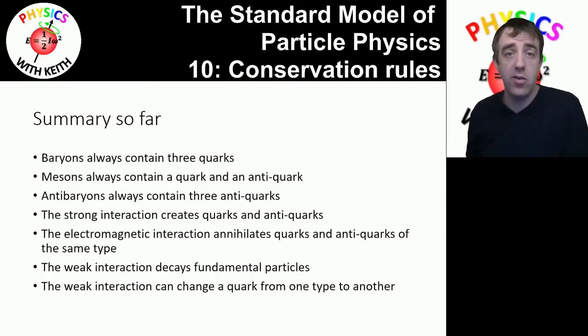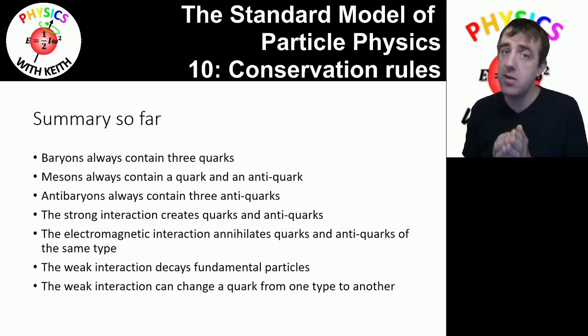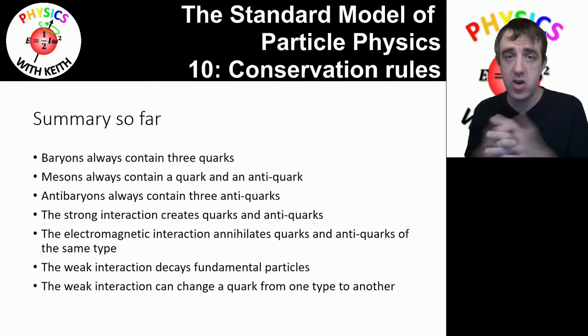In the last video, we looked at what the weak nuclear force does. In this video, we're going to look at how you can determine whether or not an interaction is possible based on the conservation rules. And the conservation rules are about quantum numbers. And quantum numbers make it easier to talk about things like charge.